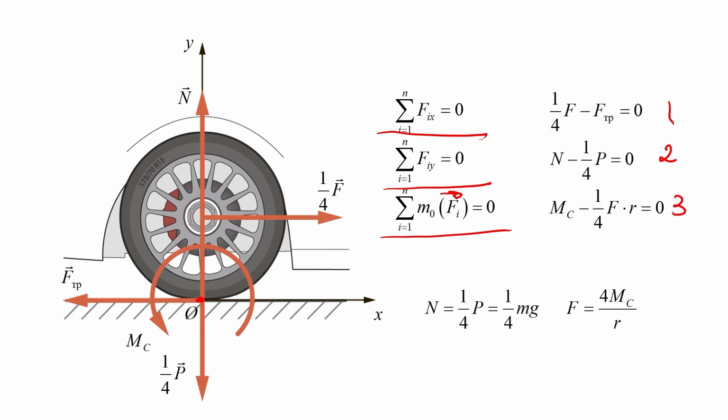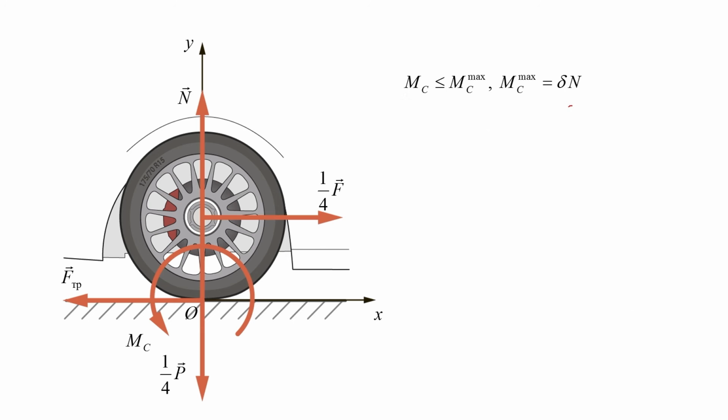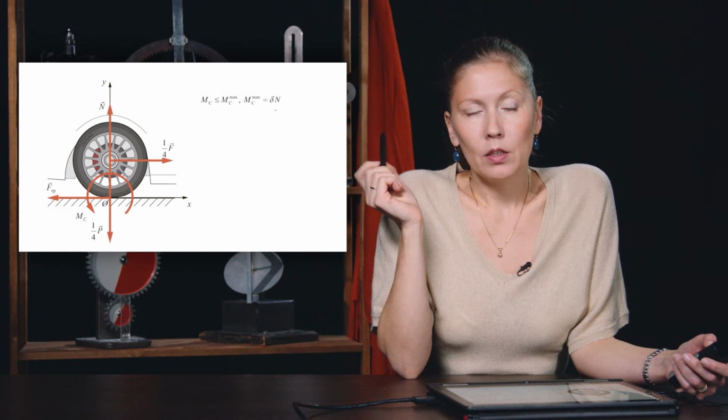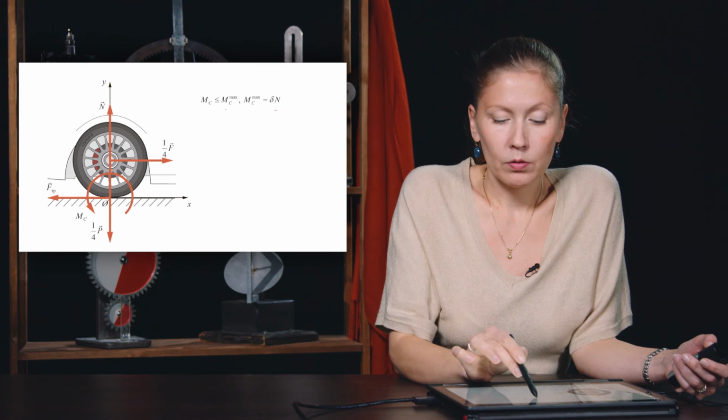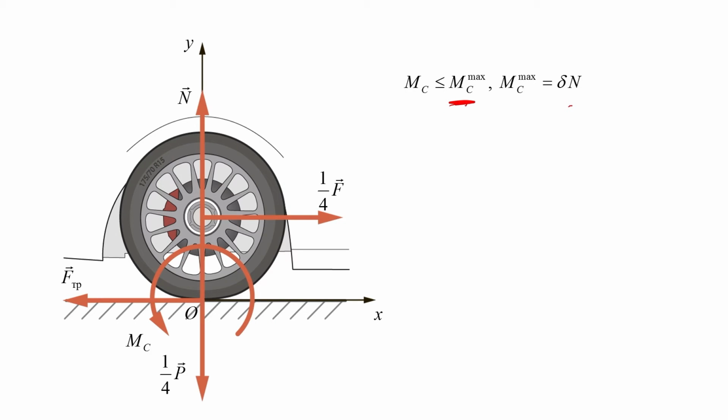From the second equation, we find the normal reaction, and from equation 3, the pulling force is found to be 4 divided by the radius and multiplied by the moment of resistance. According to Amontons' and Coulomb's laws, the moment of resistance changes from 0 to a maximal value. The maximal value of the moment of resistance is equal to the coefficient of rolling friction times the normal reaction. The coefficient of rolling friction is given to us initially, and the normal reaction we have found from the equilibrium equation.